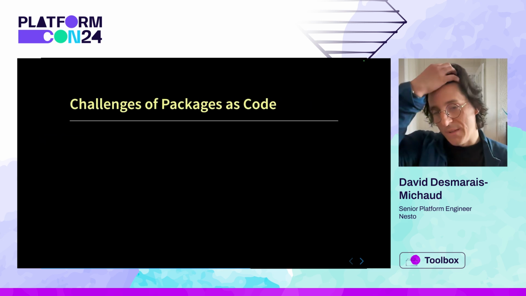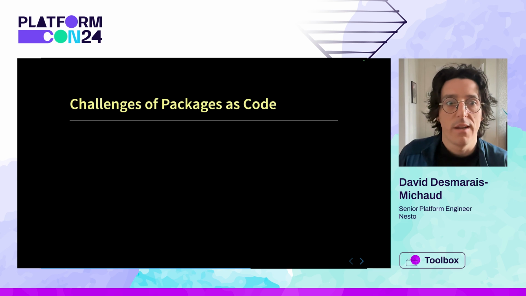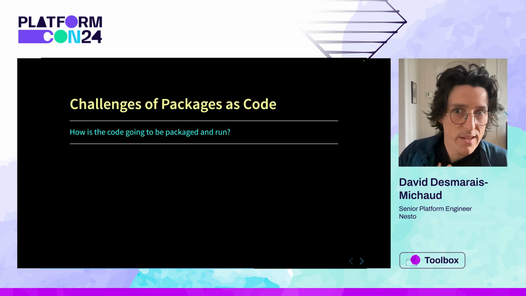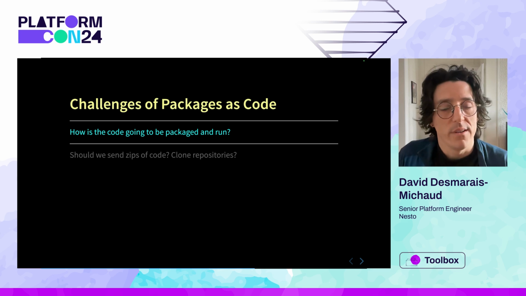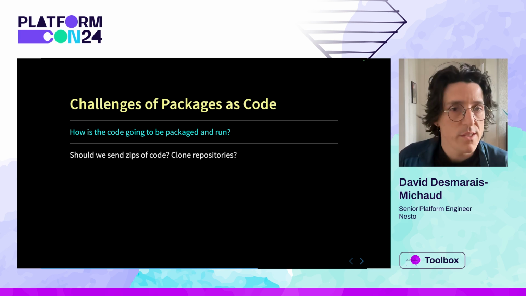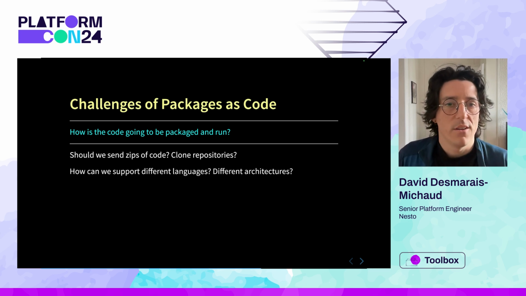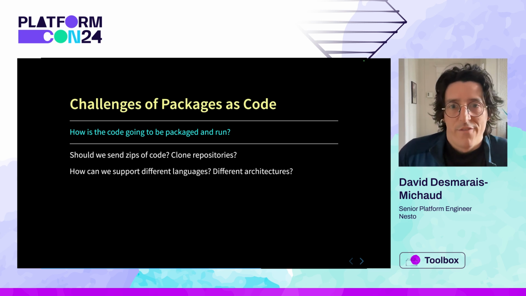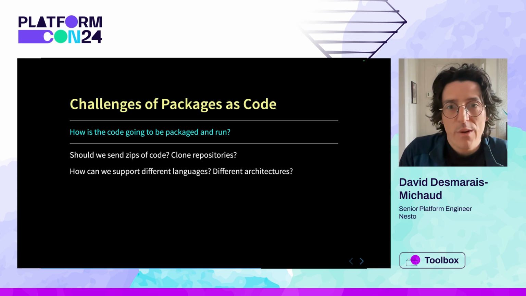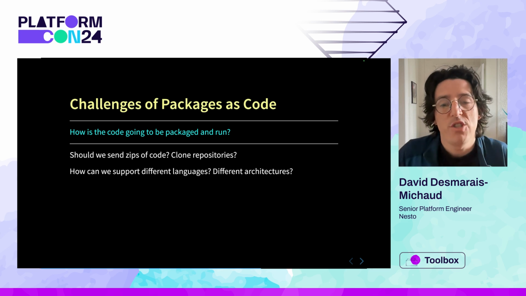So why hasn't this been done before, if it's so obvious? Well, how do we package code, and how are we going to run it? Should we send zips of code? Should we clone these repositories? How do we support different languages and architectures? What if it's Ruby or Java or Go or Rust? How do we know how to run those things? Which versions of those languages should we be running?